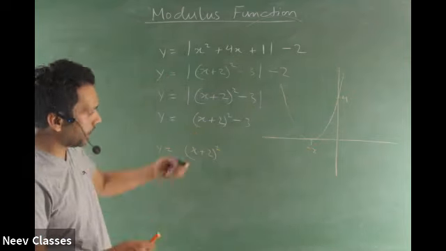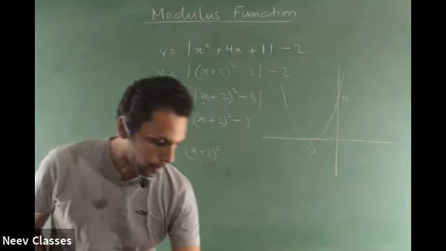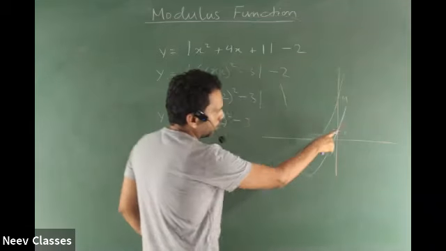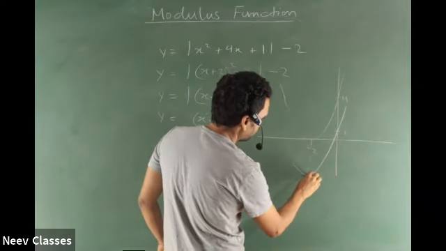What is this purple graph? It goes down by 3. Does this go to 0 or not? No, it doesn't, right? This cuts at 1, right?